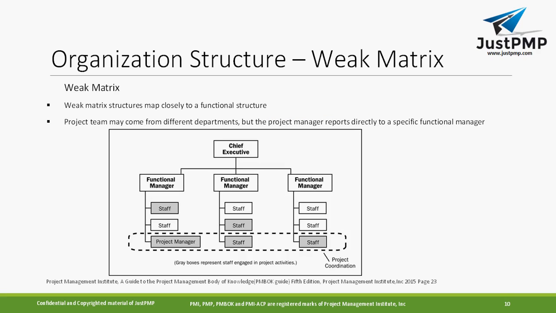In a weak matrix, the structure maps closely to the functional structure. It is almost similar to the functional structure. What are the differences? The project team may come from different departments, but the project manager reports directly to a specific functional manager. You have different functional managers, and here the project manager will be there. Project teams can come from different departments, like when you are executing a project where you require some team members from finance, some from marketing or HR. They can work under the project manager who belongs to accounting. So he can manage these staff, but this project manager will be directly reporting to the functional manager.